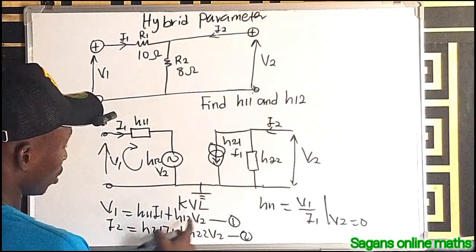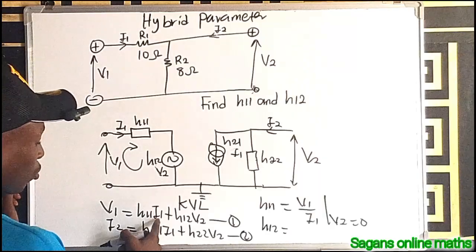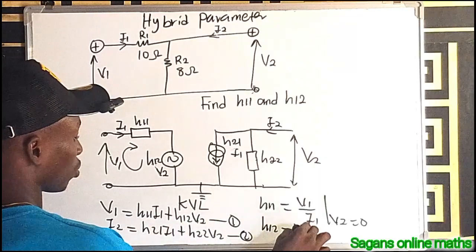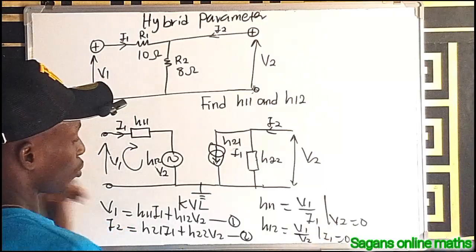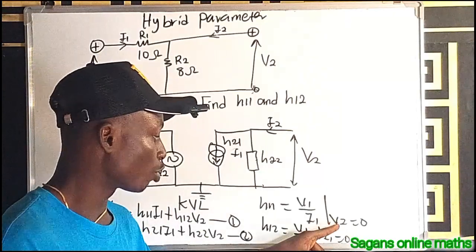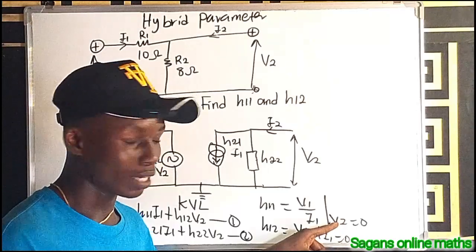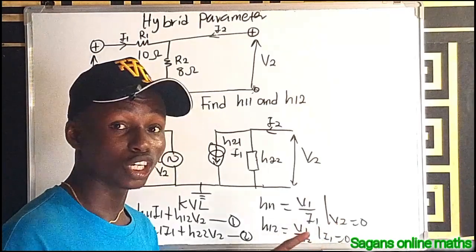Then what about our h₁₂? Making V1 the subject, h₁₂ equals V1 over V2, where our I1 is equal to 0. This is called open circuit, because when current is 0, it's open circuit. But when voltage is 0, it's short circuit.